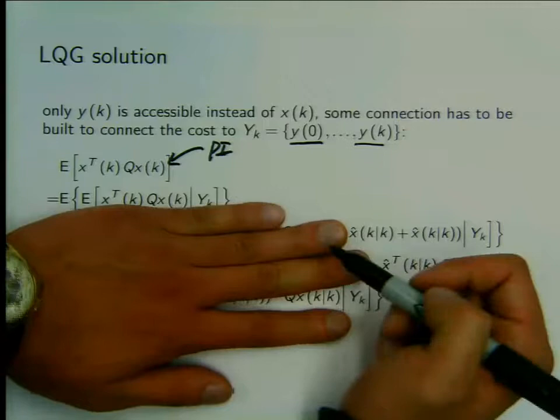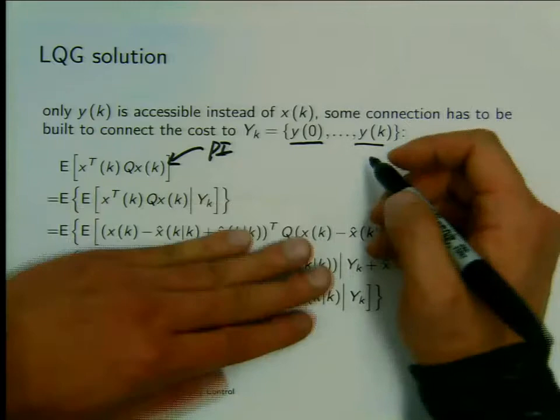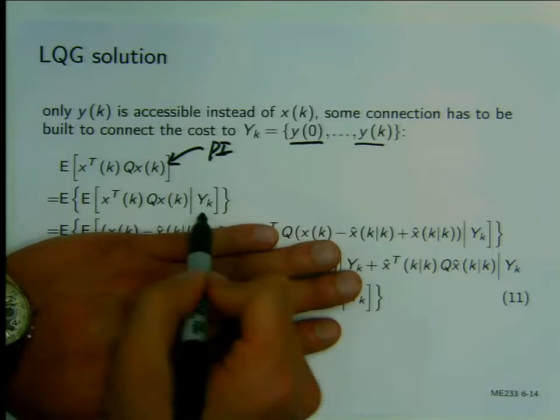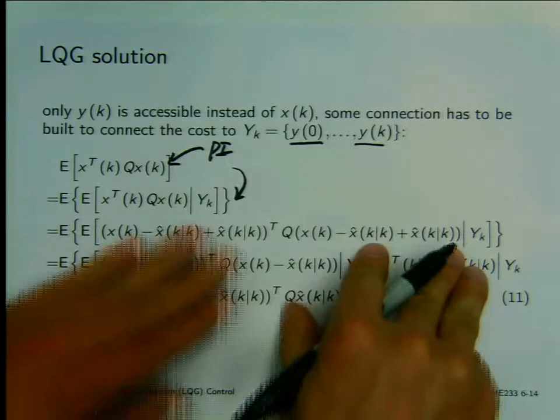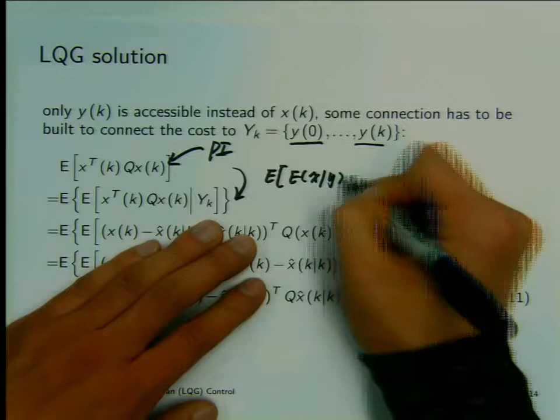Some connection has to be made if I want to do the control using only yk here. I have to think about a way to express such a cost as some function of y. And this is how the connection is made, by doing this central step over here. Okay, so we have explained the expected value of the expected value of x given y. What does that equal to?